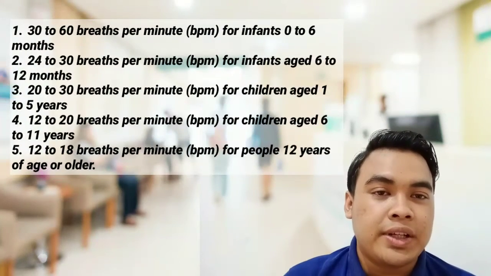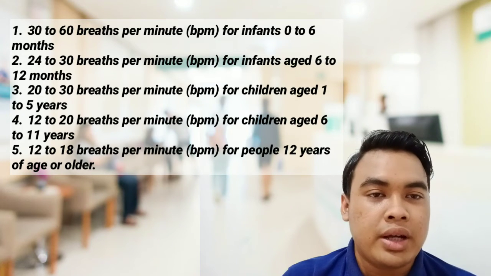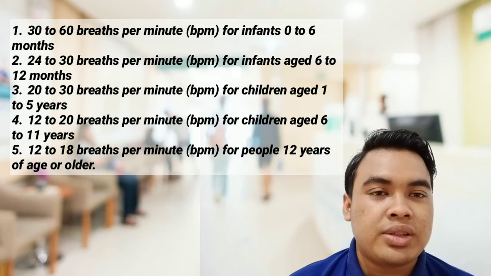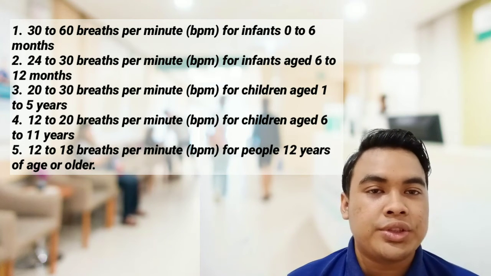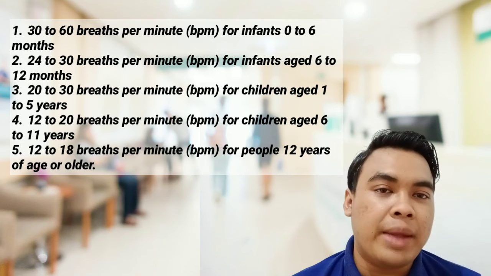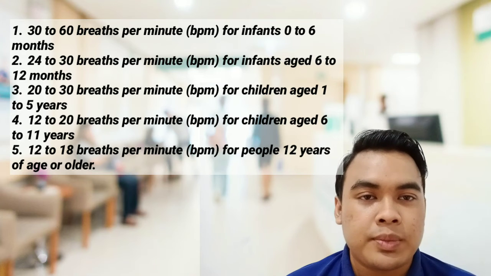After counting the breath per minute, the next step is to determine whether the breathing rate is normal or not. How to calculate it is to compare the rate of breaths per minute with age. First, 30 to 60 breaths per minute or BPM for infants 0 to 6 months. Second, 24 to 30 breaths per minute or BPM for infants aged 6 to 12 months.